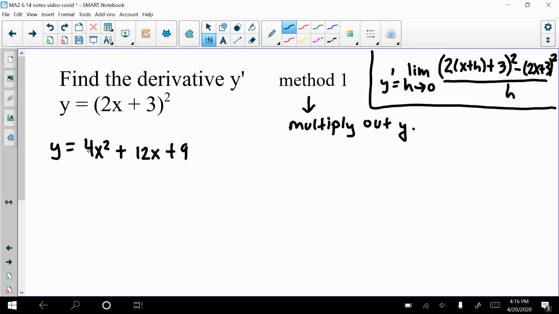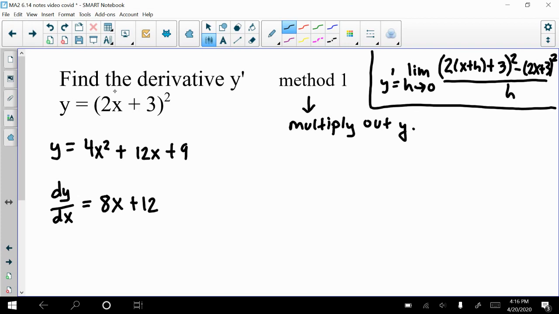Once I have it look like this, it's no longer a binomial being squared, and I can find the derivative, dy dx, or y prime, and I can just use the power rule. So the 4 would stay because that's a constant coefficient, and then the degree would come down, so it would be 2 times 4, which is 8, and then x, the 2 would go down to 1, so x to the first power. We subtract 1 from the power when we're taking the derivative, plus the derivative of 12x, which is 12, plus the derivative of 9, which is 0. So there's method 1. Just simplify somehow.